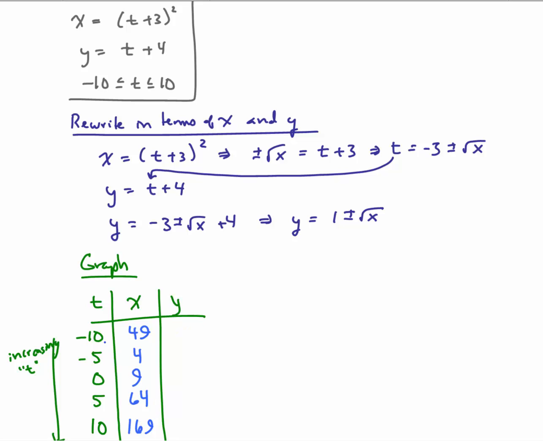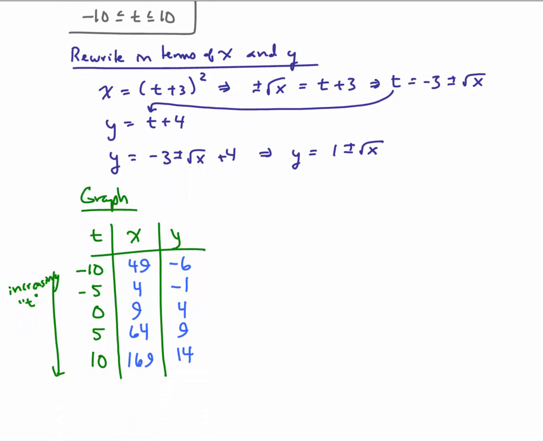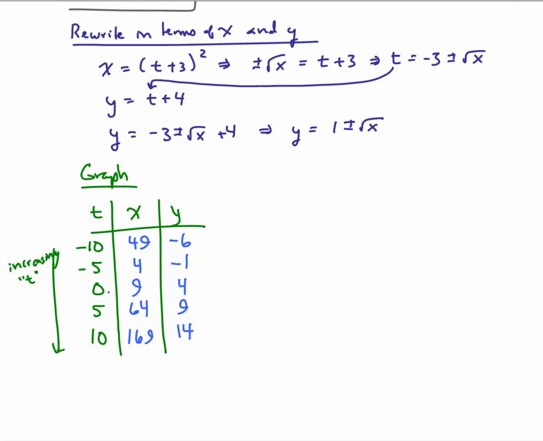And then for my y values, if I plugged in a -10, -10 plus 4 is -6. -5 plus 4 is -1. If I plug in a 0, 0 plus 4 is 4. If I plug in 5, 5 plus 4 is 9. And if I plug in a 10, 10 plus 4 is 14. So these are my ordered pairs, and it also has this natural restriction here.